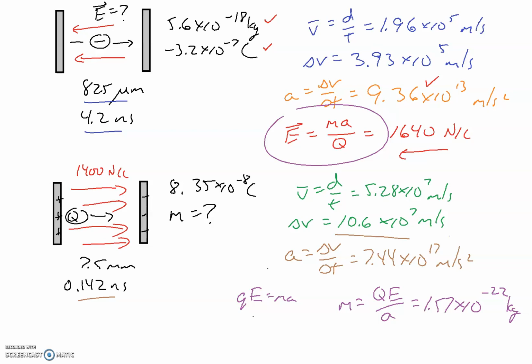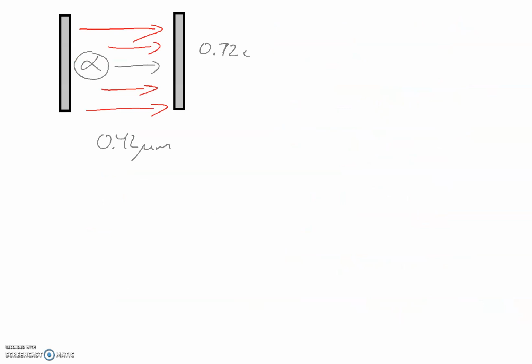All right, well, let's try another question. For this one, we have an alpha particle between two plates that are 0.42 micrometers apart, and it hits the other side going 0.72 c. We've done this type of thing before, where it's 0.72 times the speed of light, so we've got to convert that to meters per second. This would be 2.16 times 10 to the 8 meters per second. That's going to come in handy, and of course this will be our change in v.